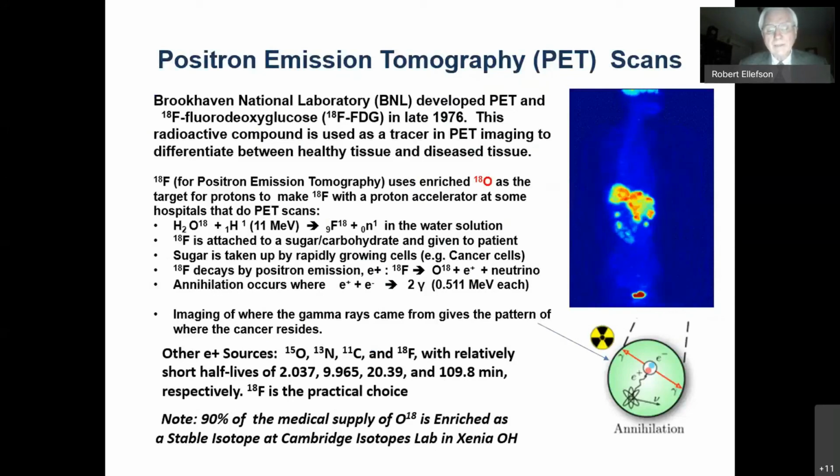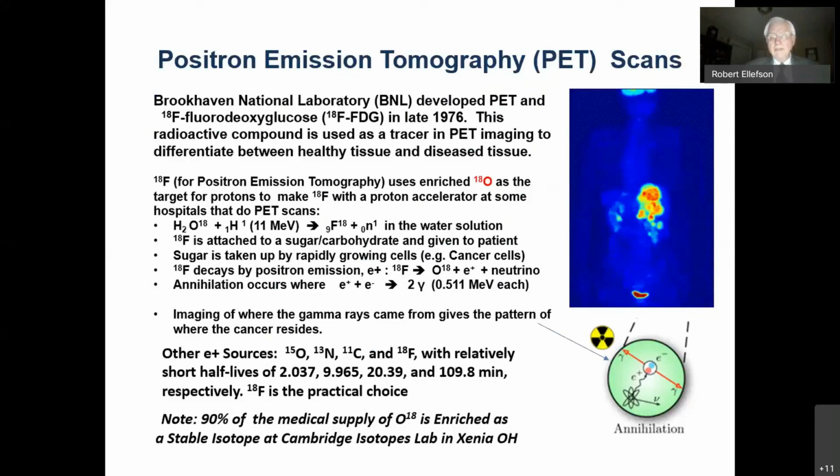Basically, the incident proton knocks a neutron out and stays there as an extra proton and makes the oxygen into fluorine. Now, this fluorine is attached to a sugar carbohydrate molecule and given to the patient. The sugar is taken up by rapidly growing cells. Usually we call those cancer cells. And the fluorine-18 decays by positron emission.